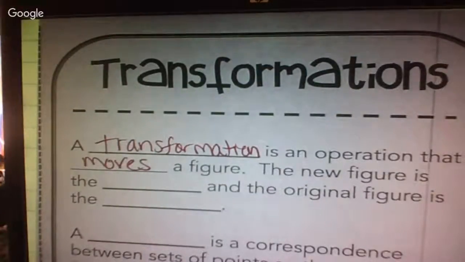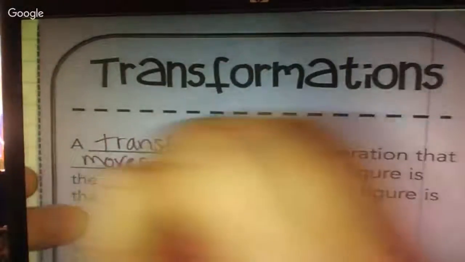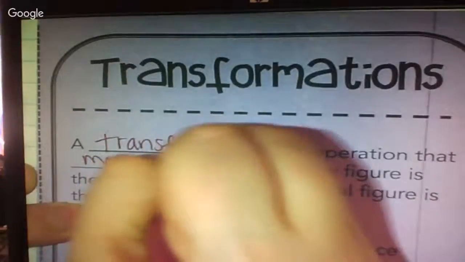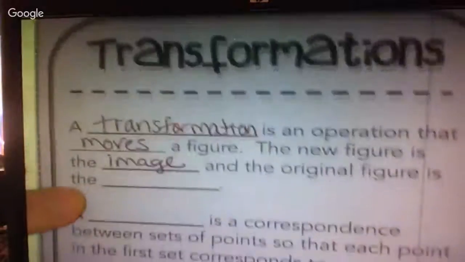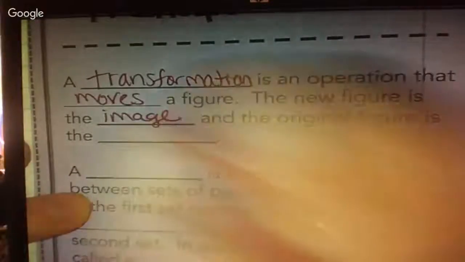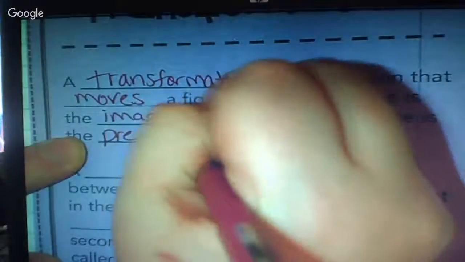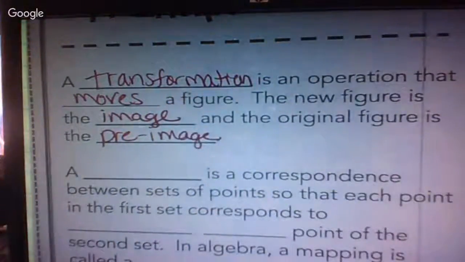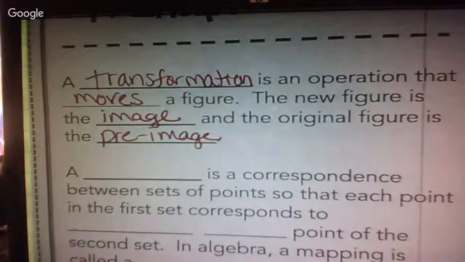the new figure. Once we've moved it, it's now going to be called the image. And your original figure is called the pre-image. Okay, takes you back to English class. Pre means come before. So that's your original. That's a good way to remember it, knowing what that prefix means.